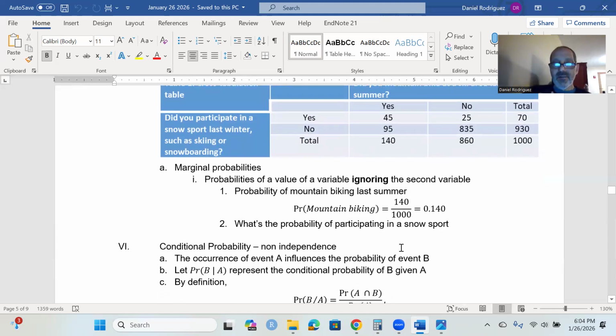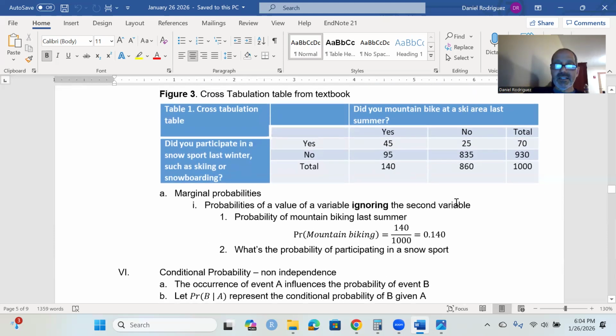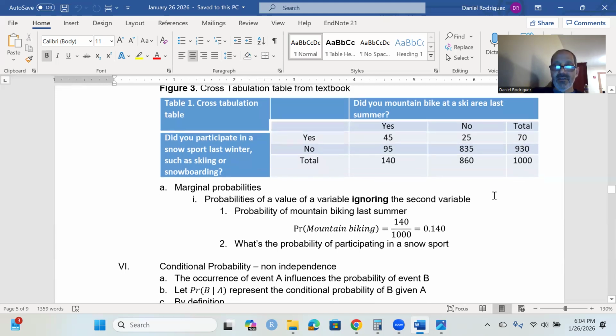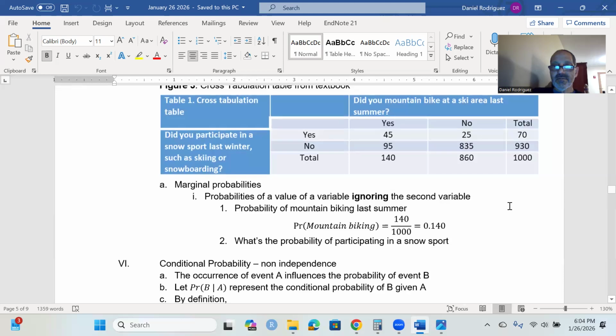What's the probability of participating in a snow sport? Well, let's see, 70 people did out of 1,000, so it'd be 70 divided by 1,000, or 0.07.